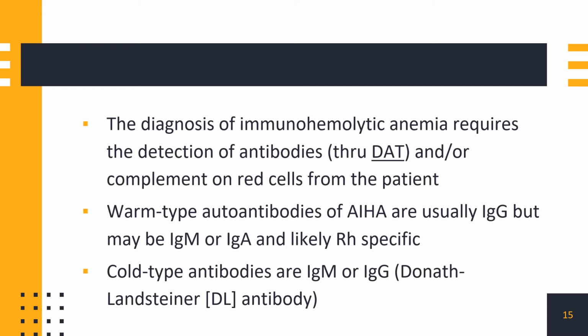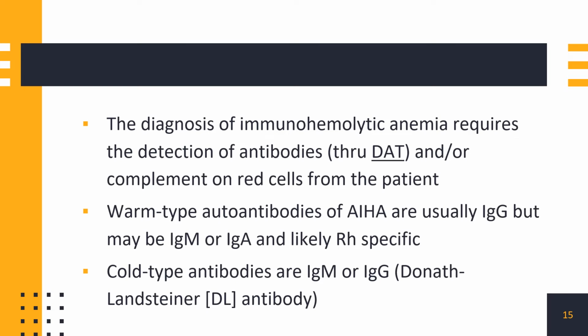The diagnosis of immunohemolytic anemia would necessitate the detection of antibodies through the DAT, or direct antiglobulin test, and or complement on red cells from the patient. Warm-type autoantibodies of autoimmune hemolytic anemia are usually IgG antibody, but may also be IgM or IgA, and likely Rh specific. The cold-type antibodies are primarily IgM or IgG, also called the Donath-Landsteiner or DL antibody.